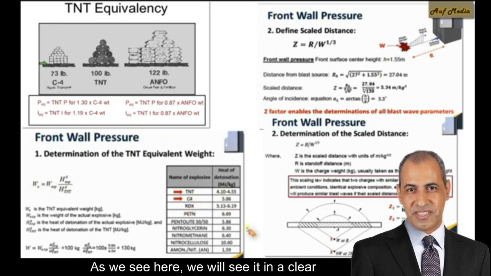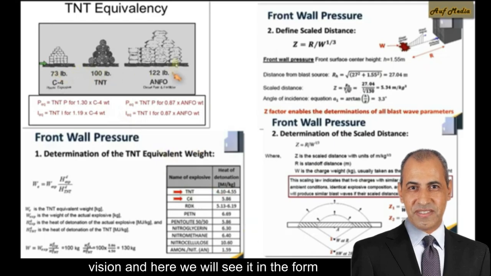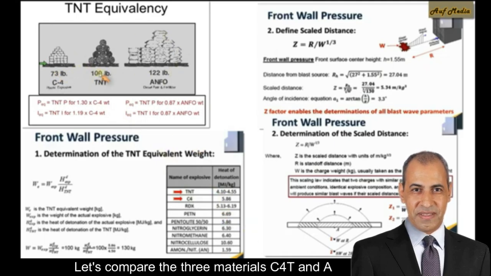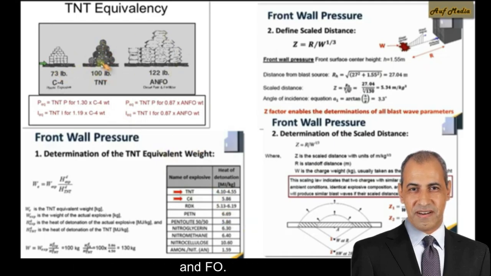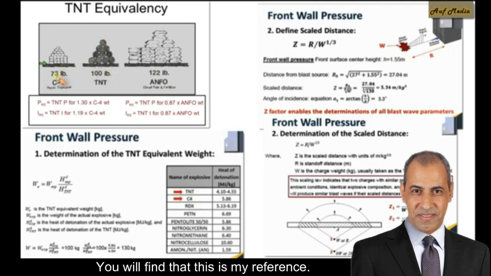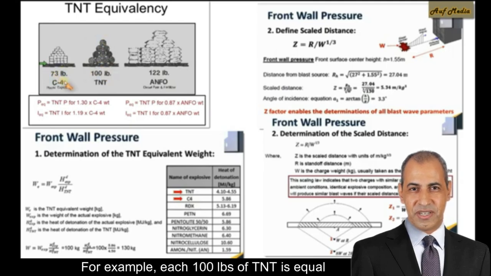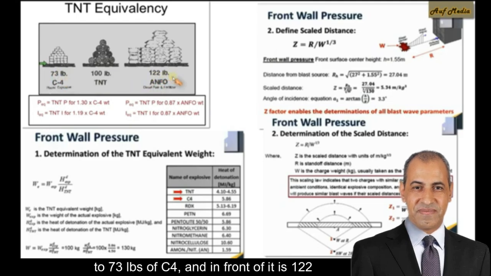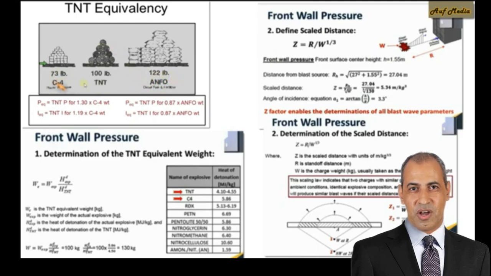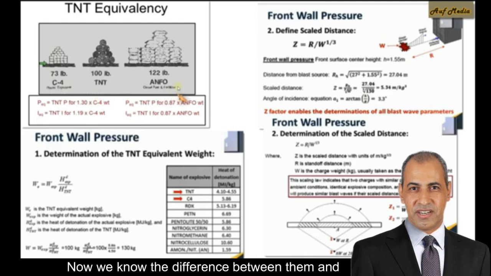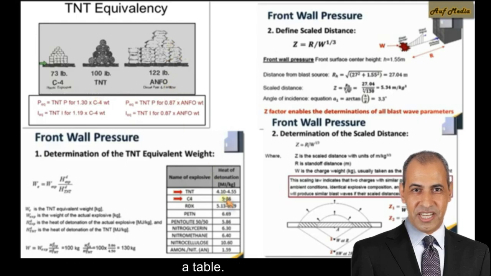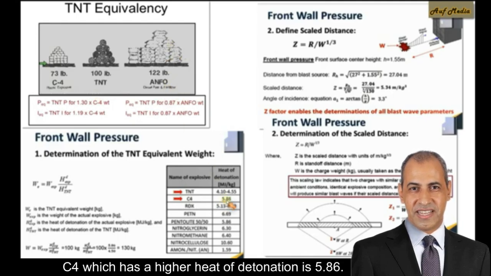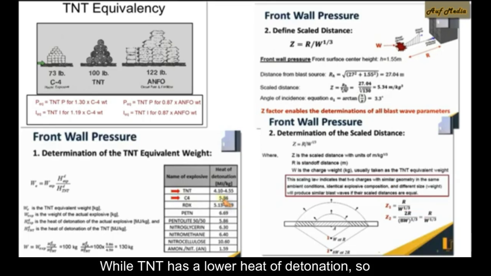As we see here, we will see it in a clear vision, and here in the form of a table. Let's compare the three materials, C4, TNT and ANFO. You will find that this is my reference. My reference is 100 pounds, for example. Each 100 pounds of TNT is equal to 73 pounds of C4, and in front of it is 122 pounds of ANFO. Now we know the difference between them in a clear vision. Let's see it in the form of a table. C4, which has a higher heat of detonation, is 5.86, while TNT has a lower heat of detonation. So we really need a larger quantity to get this.